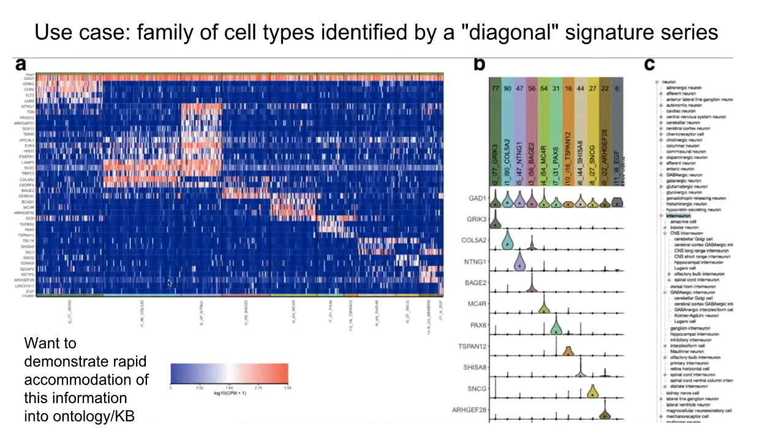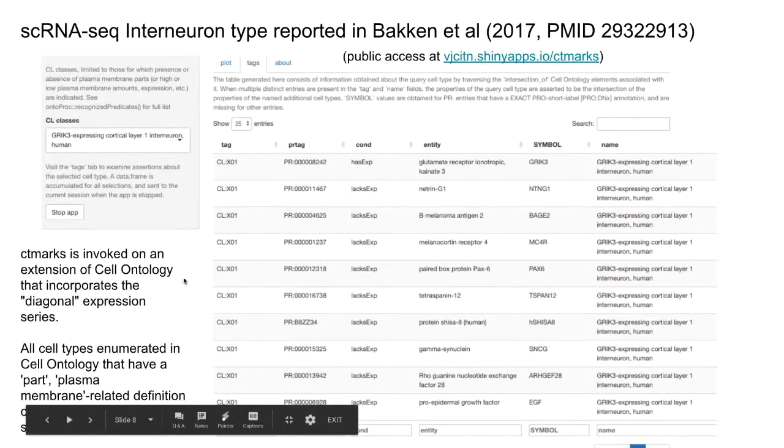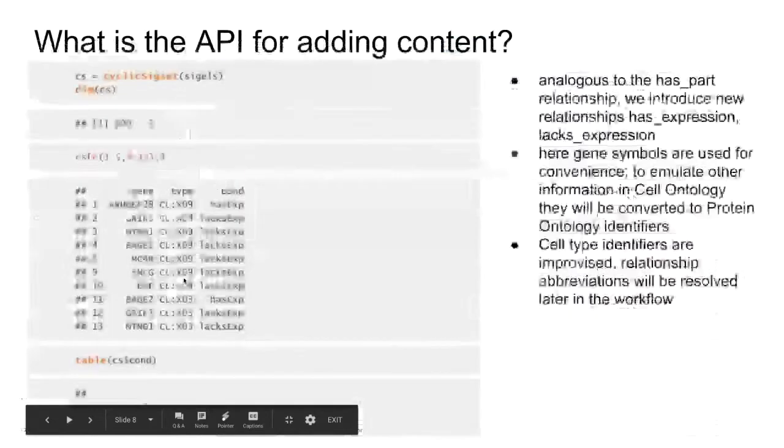And what we want to do is incorporate this type of information. It's not available in the cell ontology. And what we want to have is an app that will enable people to look through different cell types. In this case, there's 400 or so cell types that you can look at through the app to find out what cell ontology says about them. And if they aren't already in there, you can create some new cell ontology classes and have conditions such as has expression of GRIC3 or lacks expression of the other genes in this diagonal pattern. So that's been done in the CT Marks app.